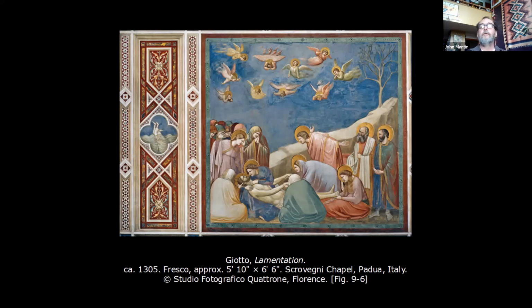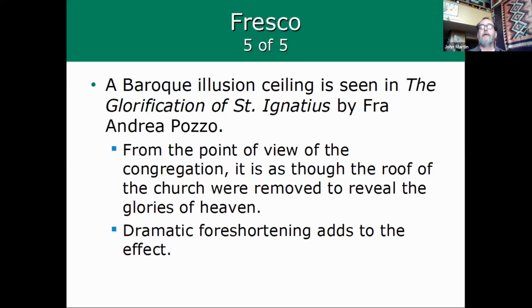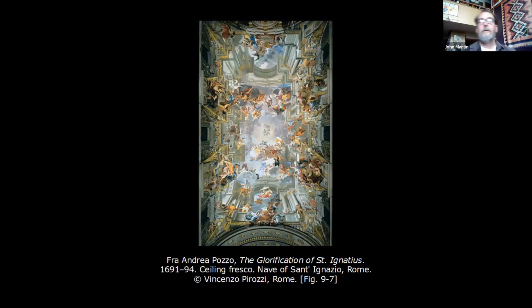A Baroque illusion ceiling is seen in the Glorification of Saint Ignatius by Fra Andrea Pozzo. From the point of view of the congregation, it is as though the roof of the church has been removed, and it reveals the glory of the heavens. In the nave of the church, Pozzo has painted a fresco in the ceiling. And what he has done, according to the Baroque style, is very decorative and loves detail.